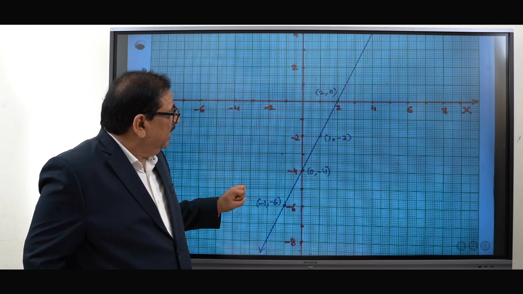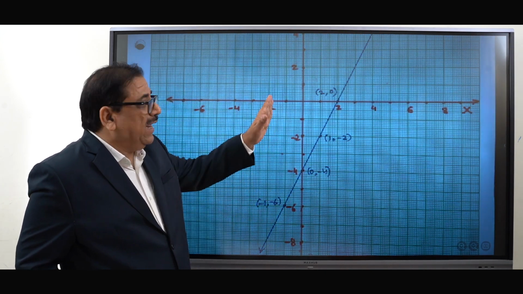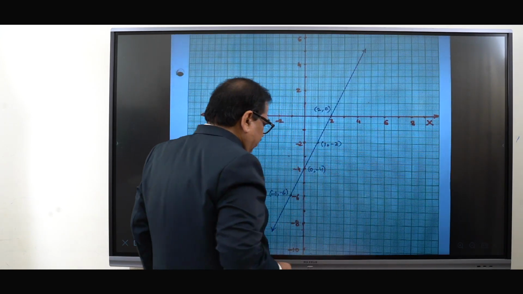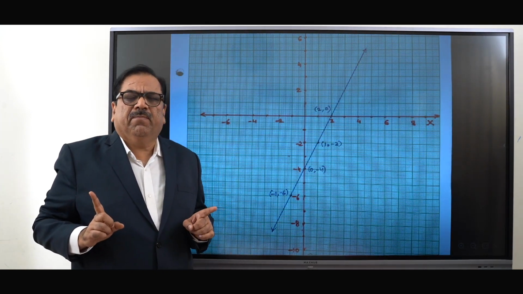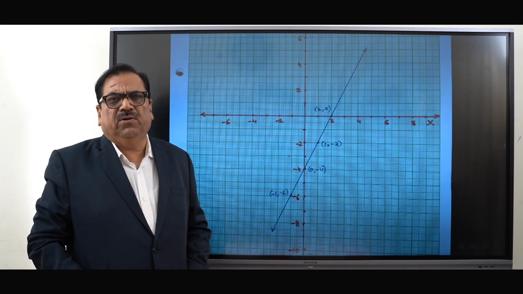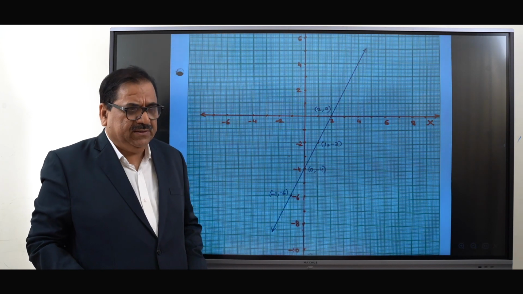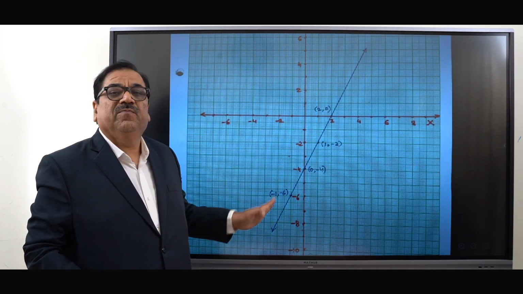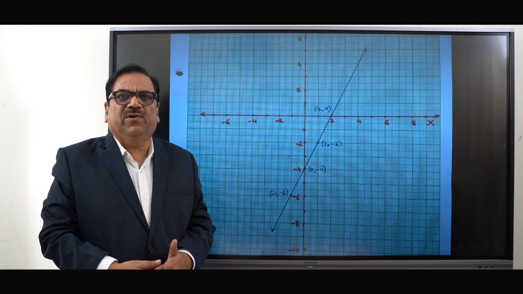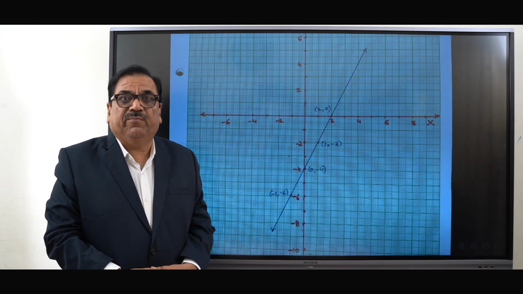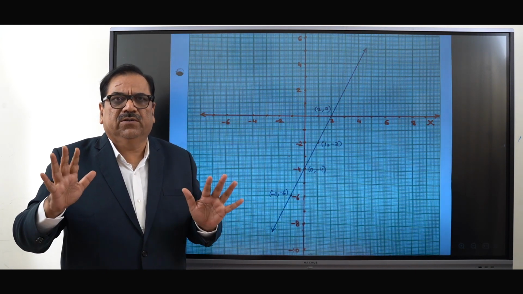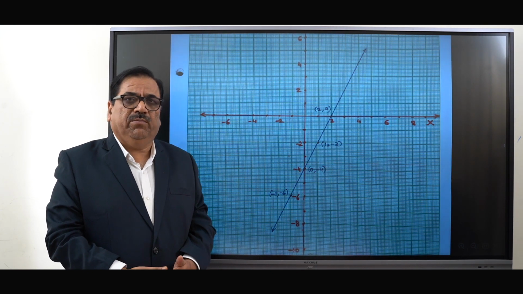So friends, we have seen how to draw a line graph. When we have to find the solution of simultaneous linear equations in two variables, or a pair of linear equations in two variables, first we have to plot one line, then we have to plot another line. If these two lines are intersecting, then their point of intersection is the solution set of our simultaneous equations. You have to remember it.